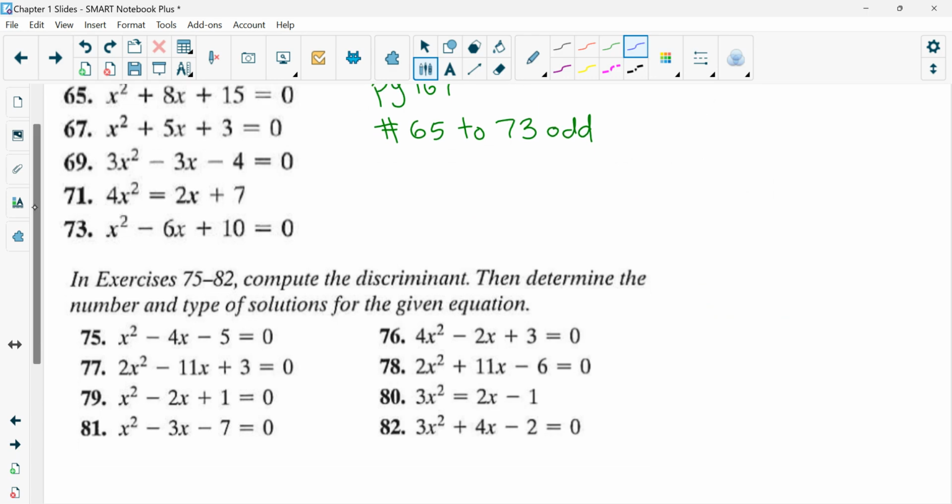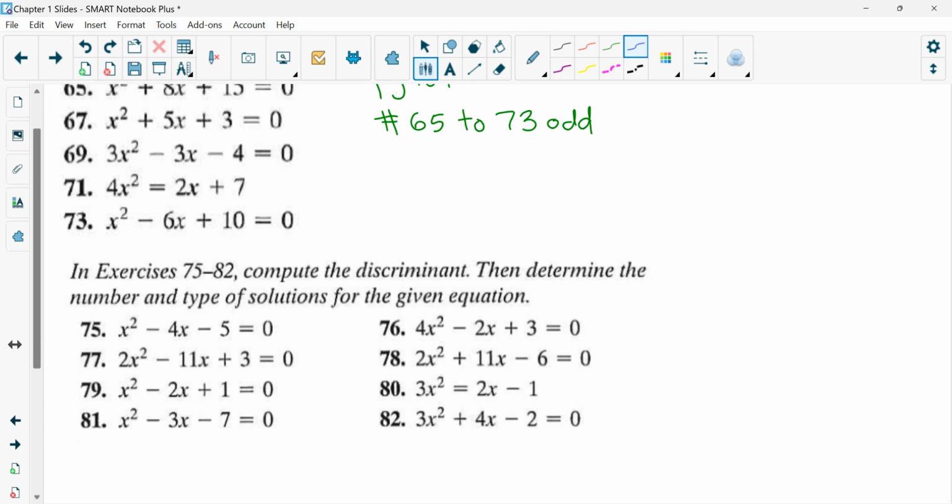All right, so take a moment and just try 77 and 81. Okay. Again, it's just saying compute the discriminant here.